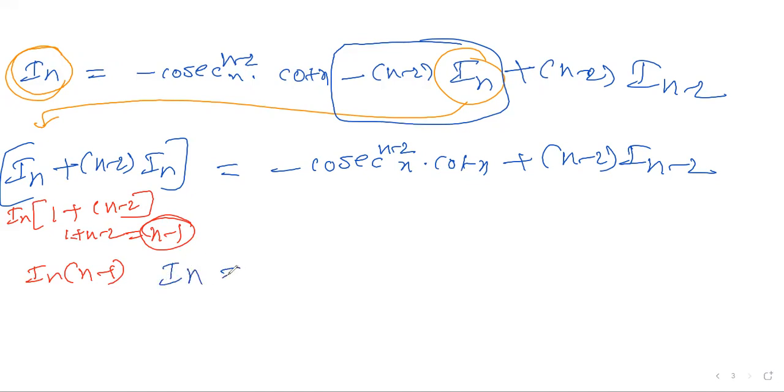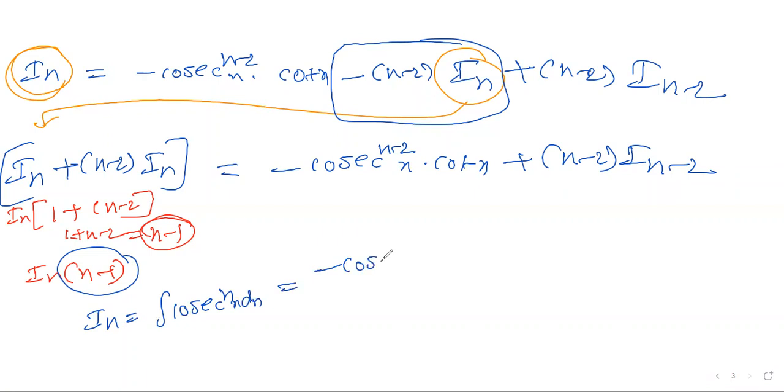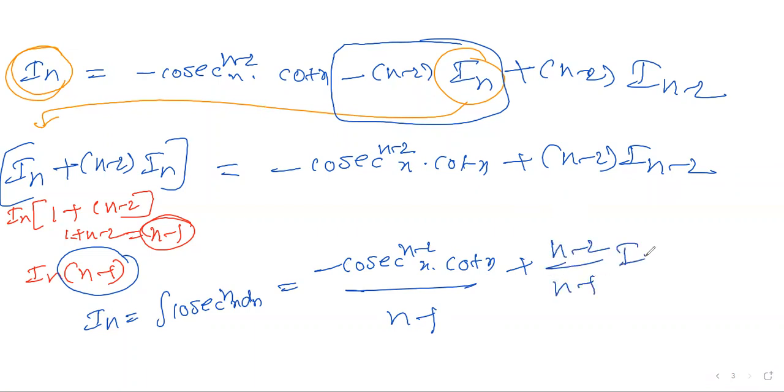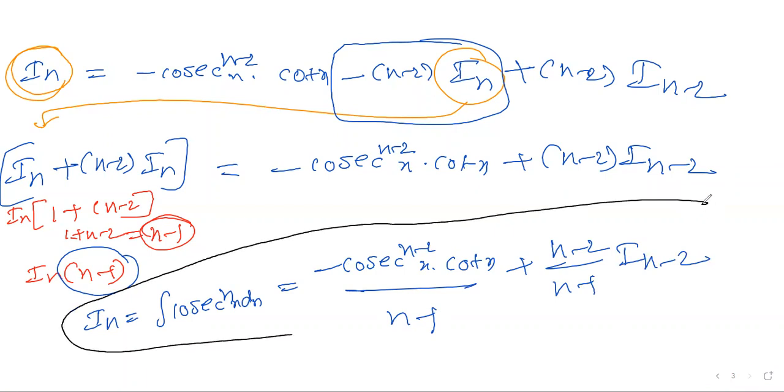I'll shift the n minus 1 to the right side. So I_n is equal to, I'll write the answer directly for the sake of your own understanding: I_n, the integration of cosecant power n x dx, is equal to minus cosecant power n minus 2 x into cot x by n minus 1, because this n minus 1 is sent back, since I want only I_n, plus n minus 2 by n minus 1 into I_{n-2}. This is the final answer you're going to expect for the given derivation.